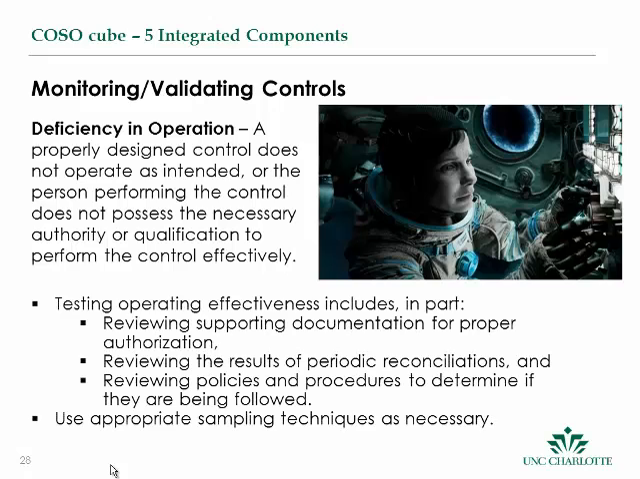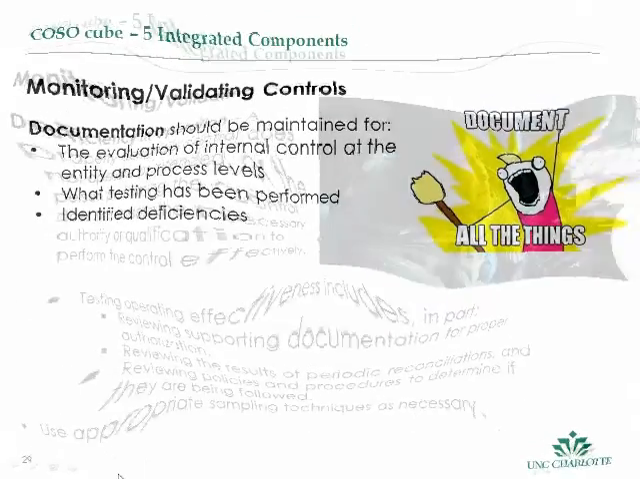Testing for operating effectiveness down here on Earth can include reviews of supporting documentation for proper authorization, reviews of periodic reconciliations, and reviews of policies and procedures to determine if they are being followed. All of these reviews can be performed on a sample basis.